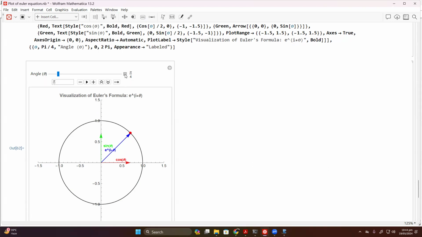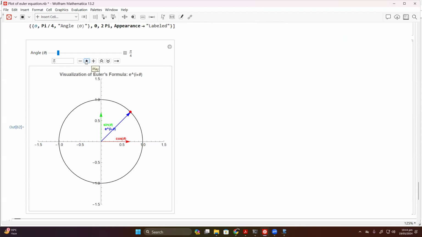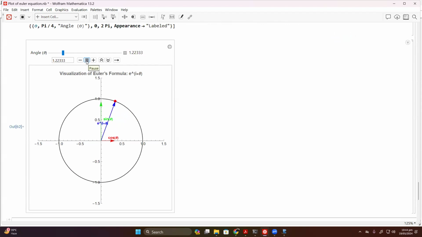So let's now run this simulation and see how this point will move and how their respective projections move along the x and the y axis, or the real and the imaginary axis. So this is how it works. And look at this projection along the x-axis. This is performing simple harmonic motion, going back and forth. And similarly, the vertical projection along the y-axis, this green arrow, is also performing simple harmonic motion.